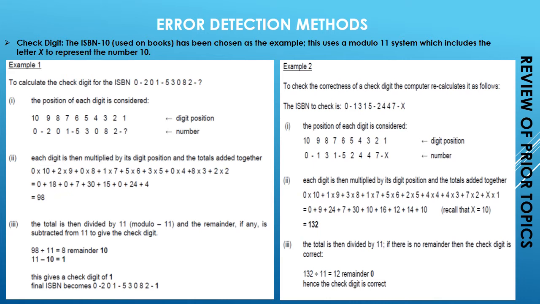So we had a number 132, we divide it with 11, we got the remainder 0. This is fully divided. So we can conclude that the check digit is correct. So this is how we can check the validity of that check digit.